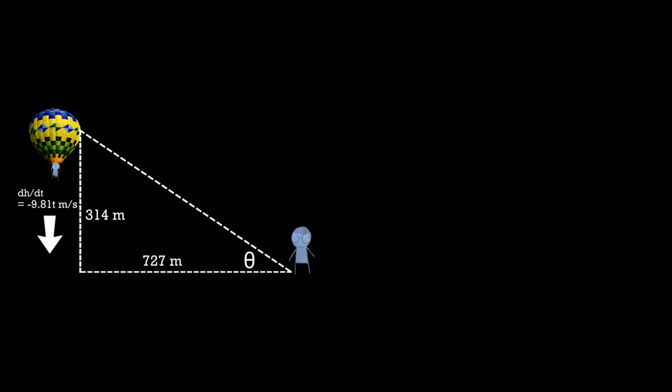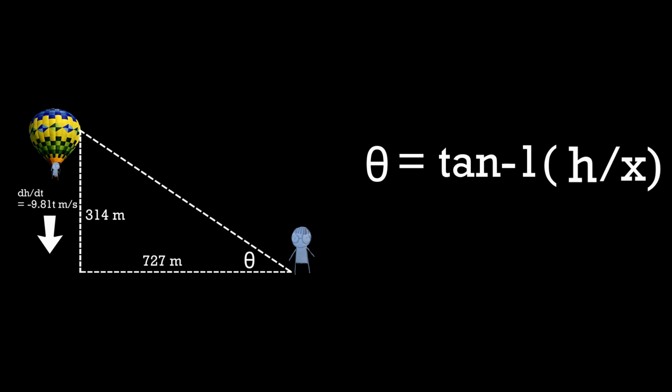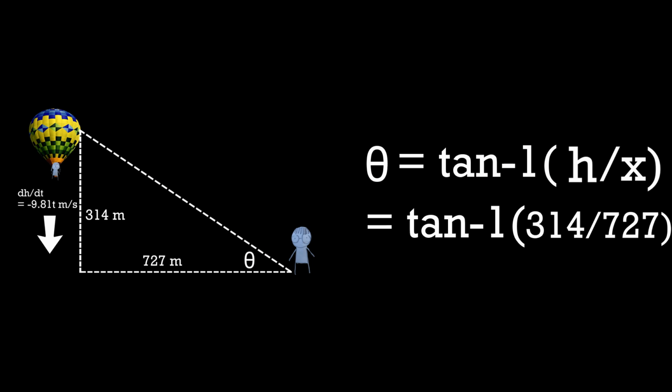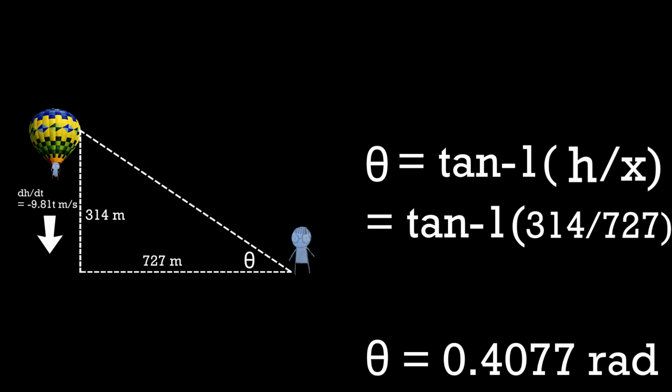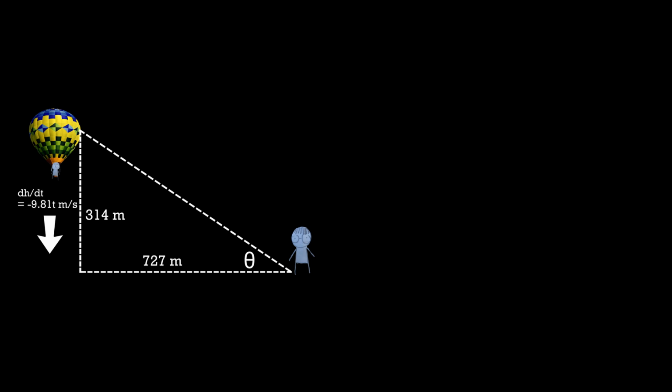So our first step is going to be finding the initial angle theta. Now how we're going to do this is we're going to take the inverse tangent of the height of the balloon and the distance of the balloon from Andre. Once we throw that in the calculator, we see that the initial angle is 0.4077 radians. Yeah, we're doing it in radians, okay? Next, we're going to set up an equation that allows us to plug in all of our known values. What that's going to be in this case is tangent theta equals the height of the balloon over the distance of the balloon from Andre.